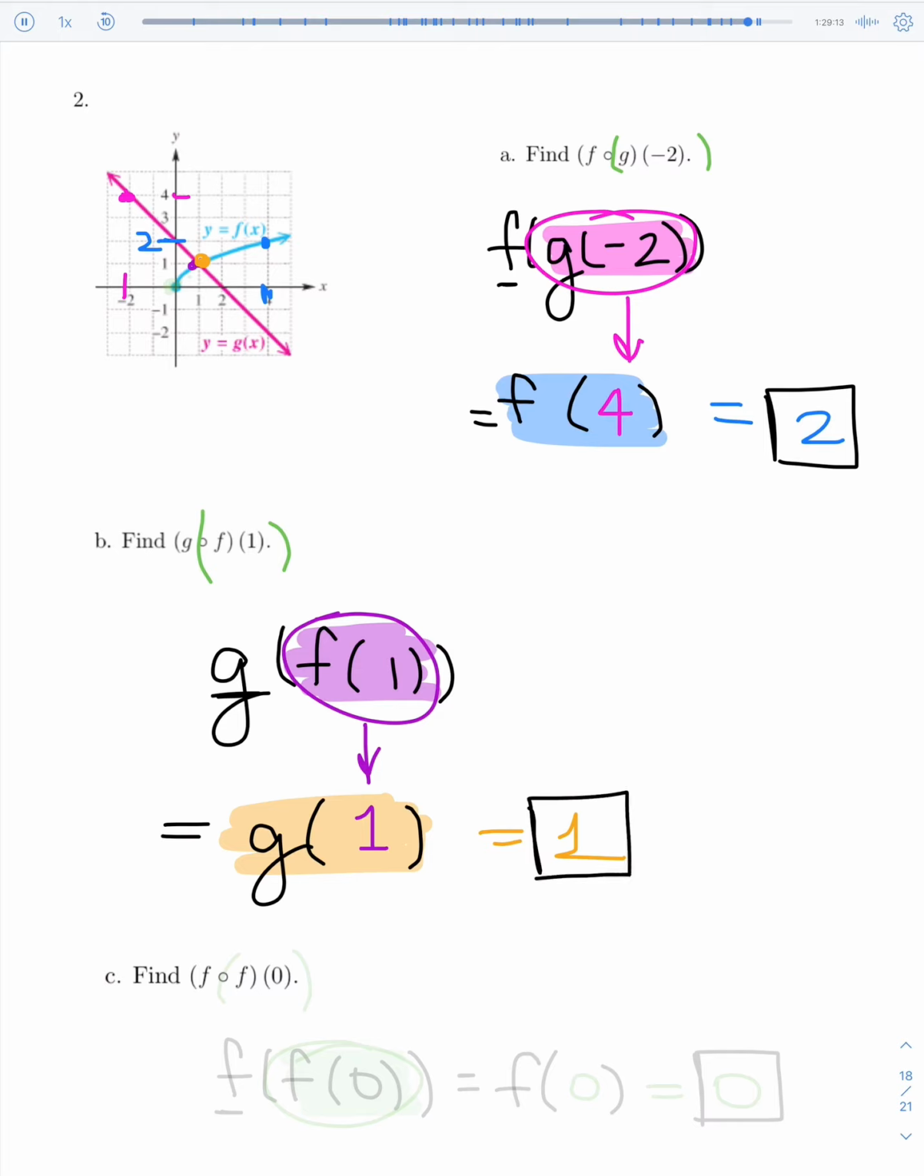It's kind of like we're stuck at that point. So our final answer is just the number 1. We're just kind of stuck at that one point that we keep on hitting over and over again. Let's try one last one.